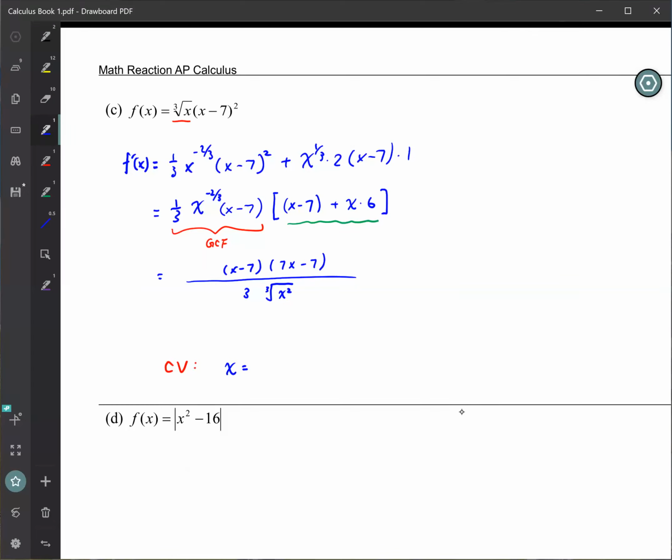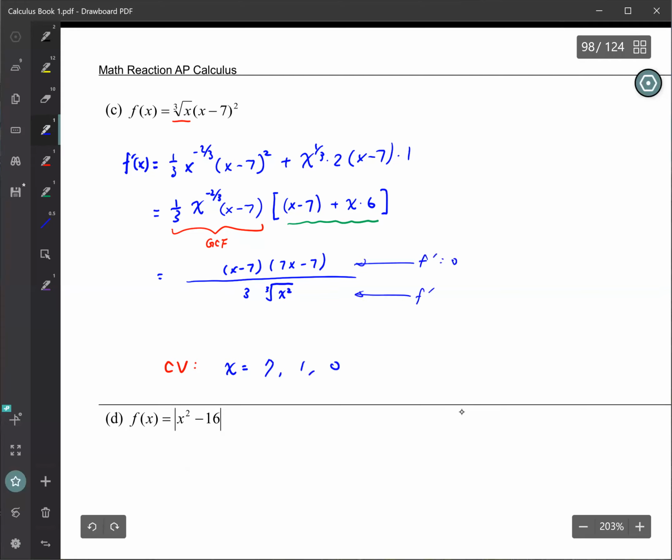Please raise your hand if you got all the critical values. Leon, what's your critical value? I got 7, 1, 0. Yep, 7, 1, 0. The 7 and 1 came from the top, when the derivative equals 0. The 0 came from the bottom, when it makes the derivative undefined. So those are the possible places for local extrema. Okay, so these 3 places.